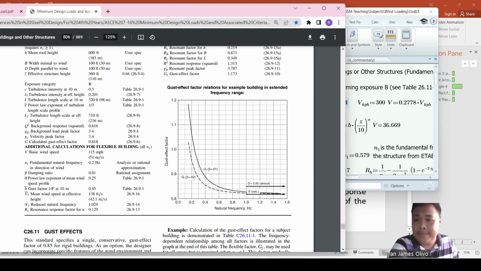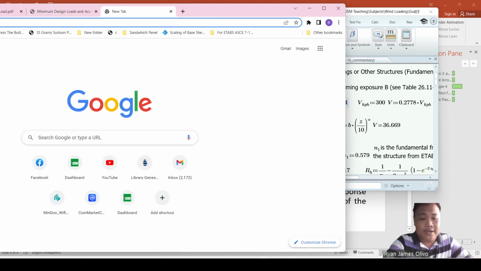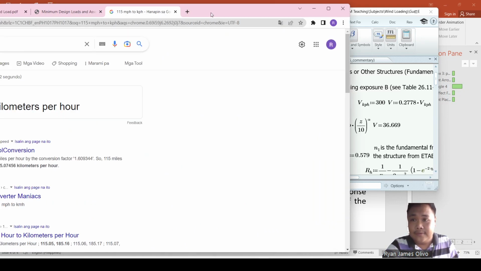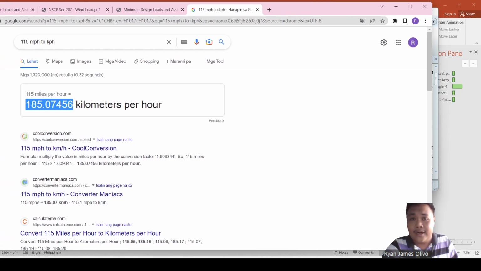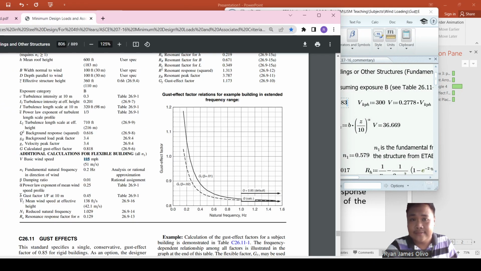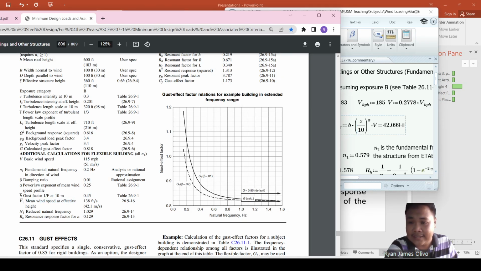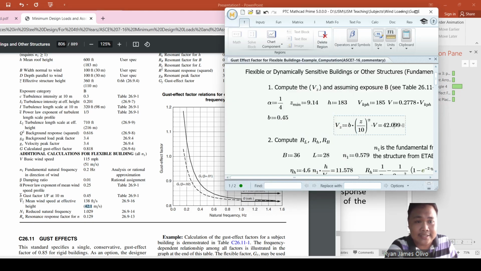Then our basic wind speed is equivalent to 115 mph, which is 185 kilometers per hour because I'm using SI units. Our kph is 185. Then this is 51 meters per second, and our mean wind speed at effective height is 42.1 meters per second. That is 42.099, so it's right.